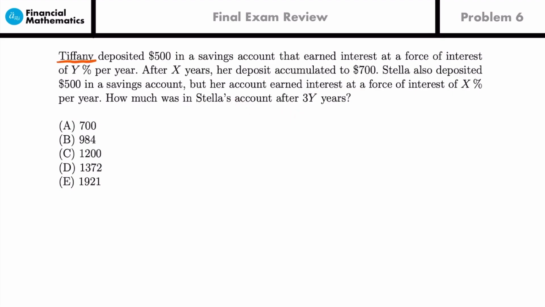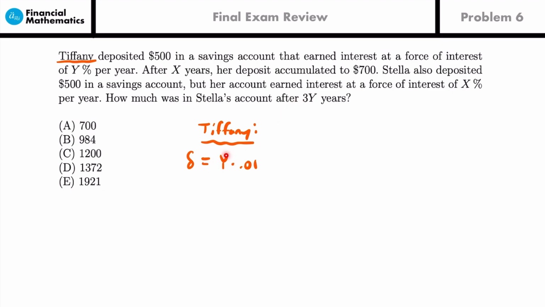Let's start with Tiffany. For Tiffany, she has a force of interest of y% per year. So her force of interest delta is going to be equal to y times 0.01. The reason I'm writing that is because y would be a percentage, but as a decimal, you would want to multiply that by 0.01 to get the actual decimal. That's the same as dividing by 100, right? If you have a 5% interest rate, if you multiply 5 by 0.01, that gets you 0.05. So that would be the decimal equivalent of that 5% rate. That's all I'm doing here.